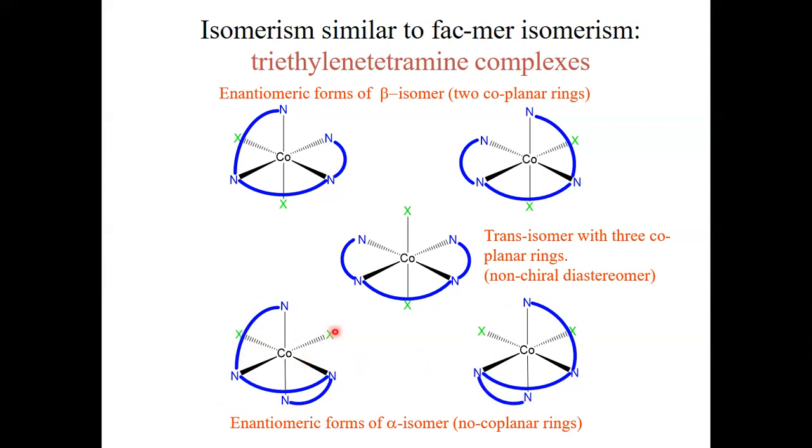Okay, so the two remaining substituents X, they remain in their position. Okay, so this is the so-called alpha isomer that has no coplanar rings. Okay, so this is also a nice example that illustrates what distinguishes enantiomers from diastereomers.